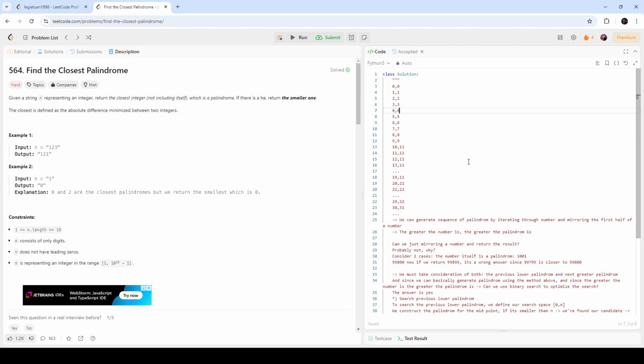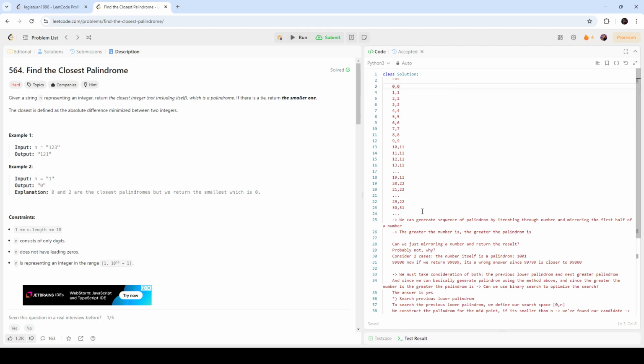Okay, so let's start solving the problem. The first question is, how are we going to generate a sequence of palindrome numbers? A palindrome number is a number that reads the same backward as forward. So if we take a number, copy the first half of the number and paste it mirrored, then we form a palindrome. We can do that if we want to generate a sequence of palindromes.